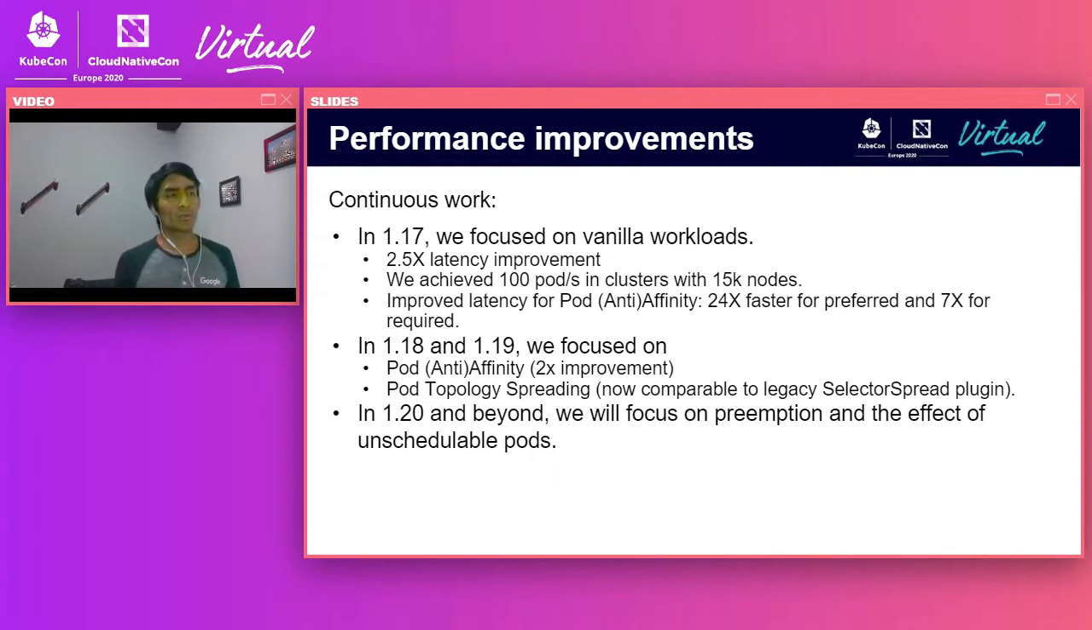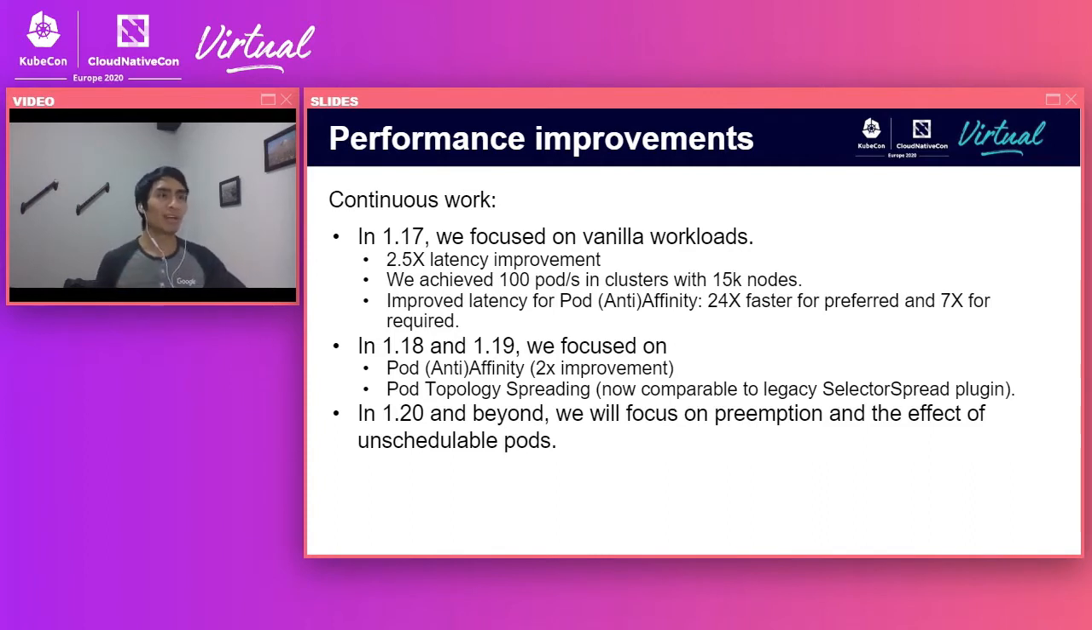We also improved the latency of specialized features such as pod affinity. Here we actually obtained a very big boost. We achieved a 24x improvement for preferred affinity and 7 times for required affinity. In 1.18 and 1.19, we focused on, again, these specialized features. We even improved affinity further. We achieved a two times improvement in latency.